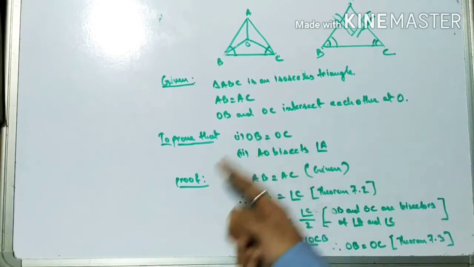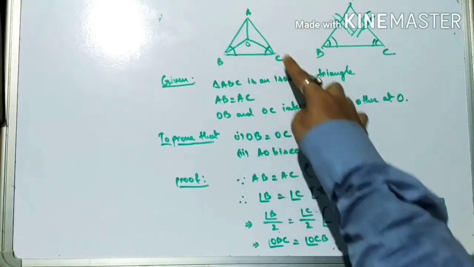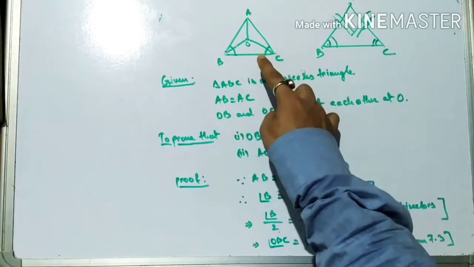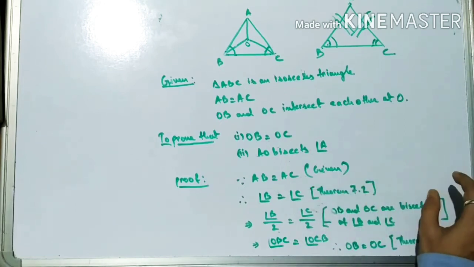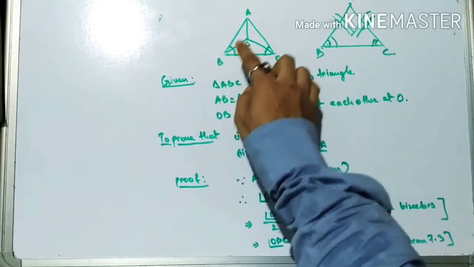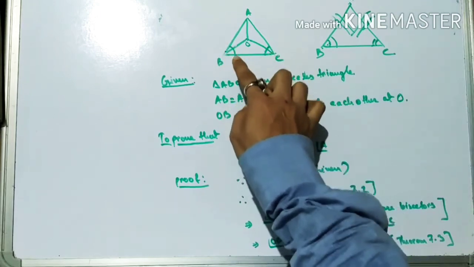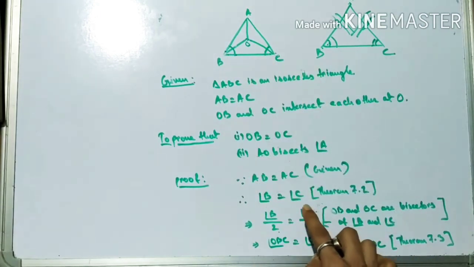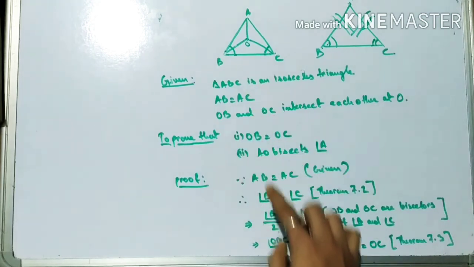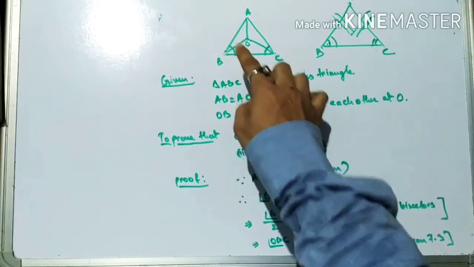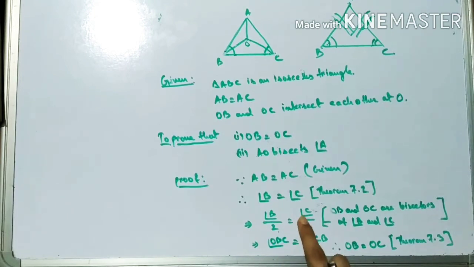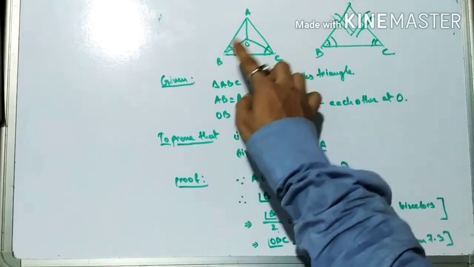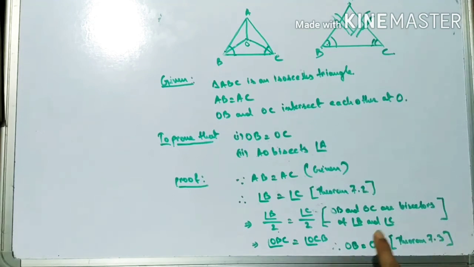In the first proof, since AB is equal to AC, given, therefore angle B will be equal to angle C, and this is from theorem 7.2. You write the whole of theorem 7.2 here. And then, since OB and OC are bisectors, and angle B is equal to angle C, angle B by 2 will also be equal to angle C by 2. Why? Because OB and OC are bisectors of angle B and angle C.